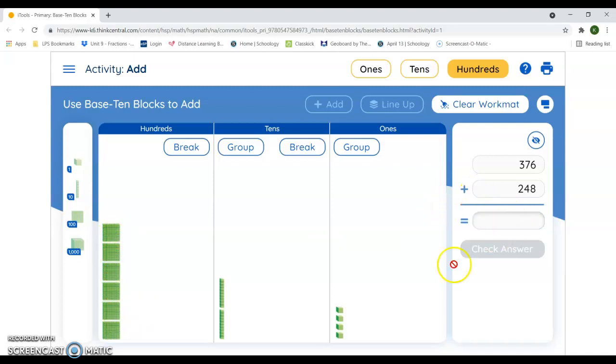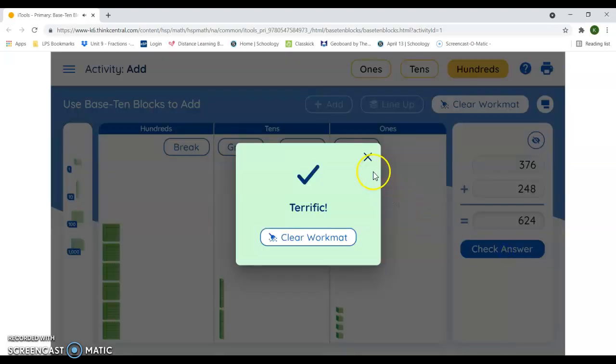That's not too many. So I'm going to go ahead and count up. I have 1, 2, 3, 4, 5, 6 hundreds, 1, 2 tens, and 1, 2, 3, 4 ones. I'm going to check my answer, and I did a great job.